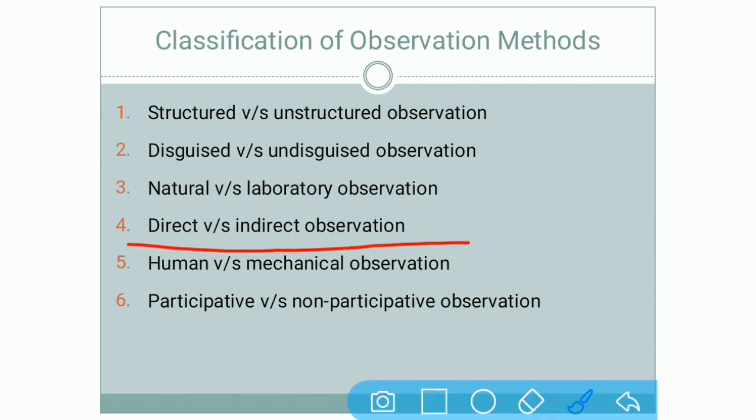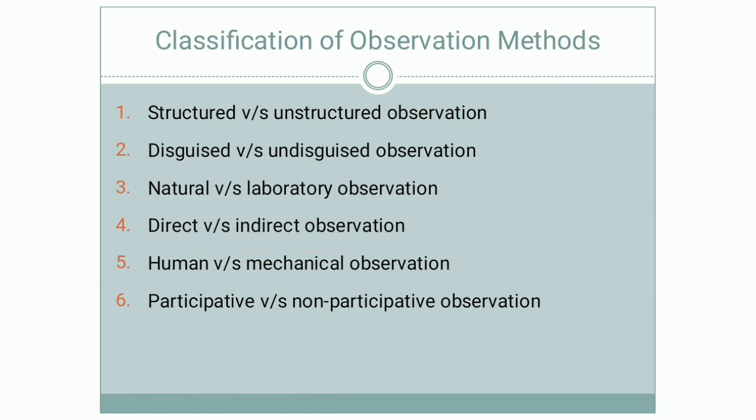Direct versus indirect observation. Direct is when observation is done at the time of the event's occurrence. Indirect observation is when observation is conducted after completion of a particular event.